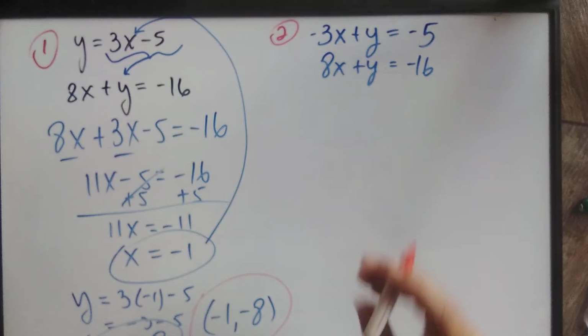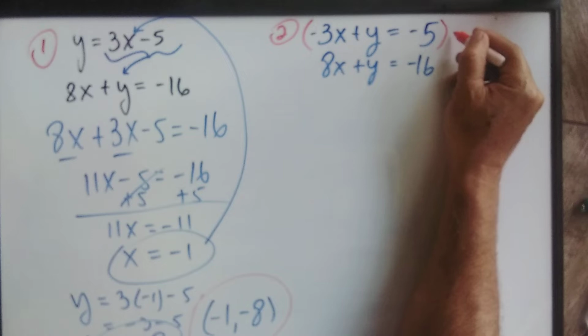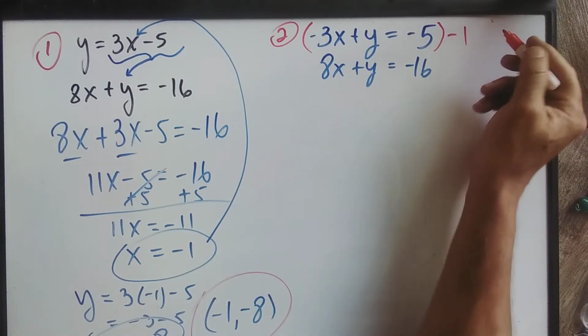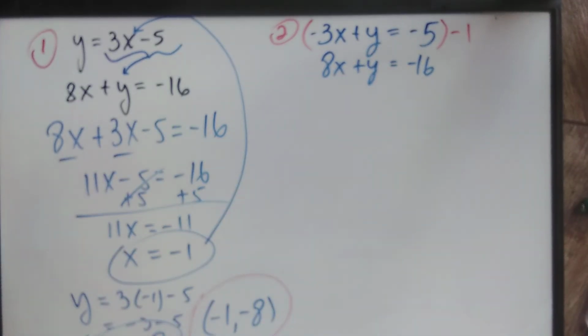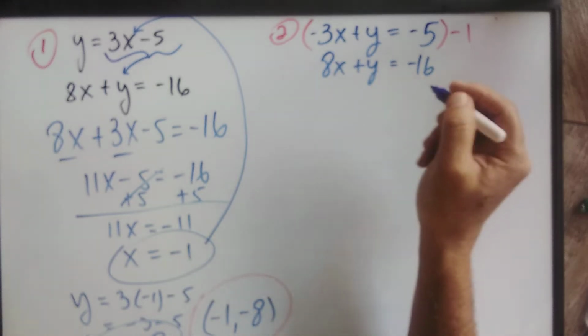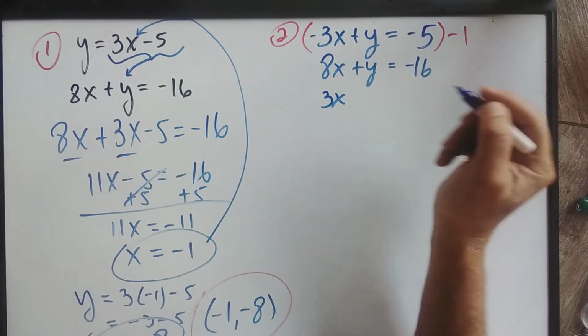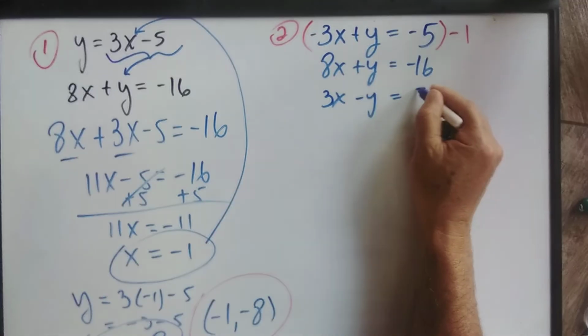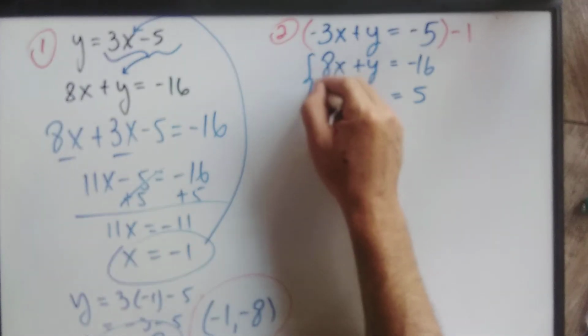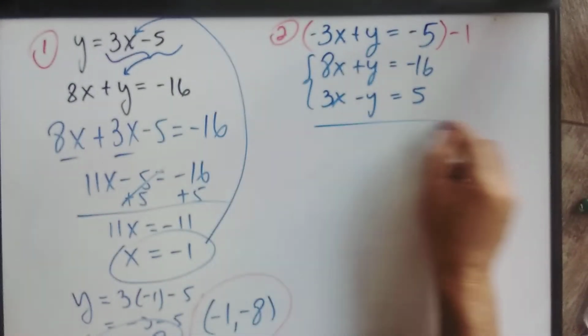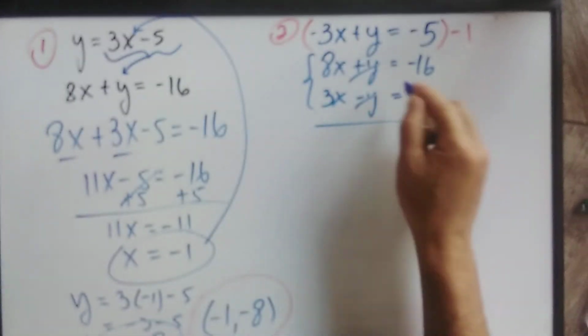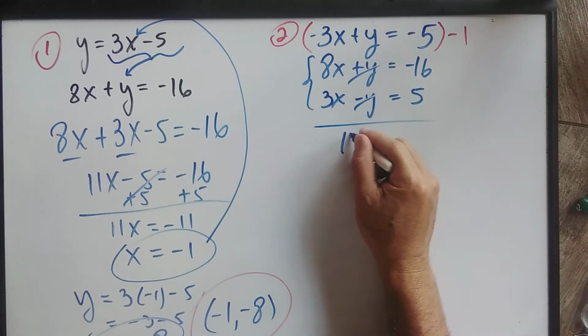I need to multiply one of them by negative 1 because I want the y's to be of opposite signs. So I'm going to multiply by negative 1. So you're going to get positive 3x minus y equals 5. So I'm going to be working with this system right here. That's going to cancel out. 8x plus 3x is 11x.